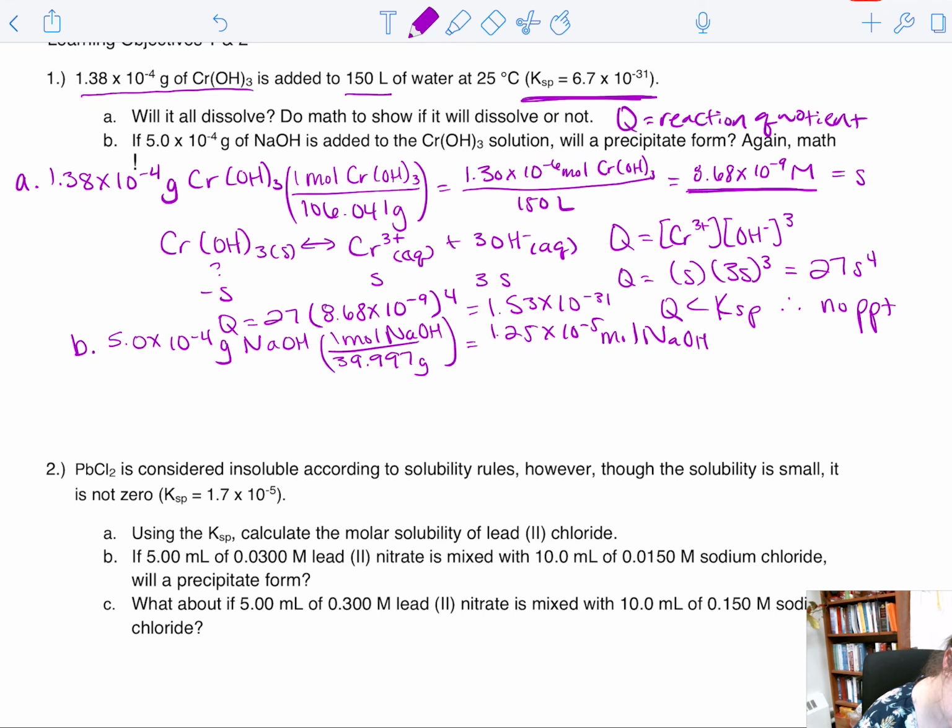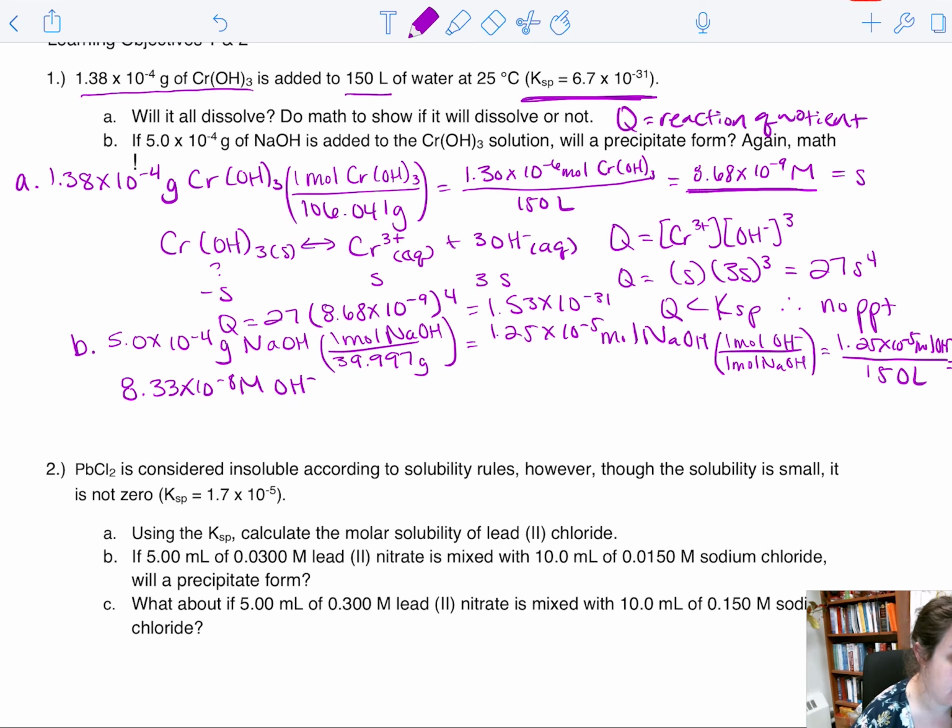And then we want to convert from moles of NaOH into moles of hydroxide. They're a 1-to-1 ratio, giving us 1.25 times 10 to the negative 5 moles of OH minus. And then we'll divide that by our 150 liters, giving us 8.33 times 10 to the negative 8 molar hydroxide ions. That will then go into our Q expression, and we will solve for Q.